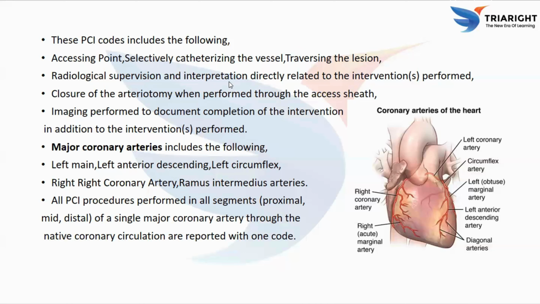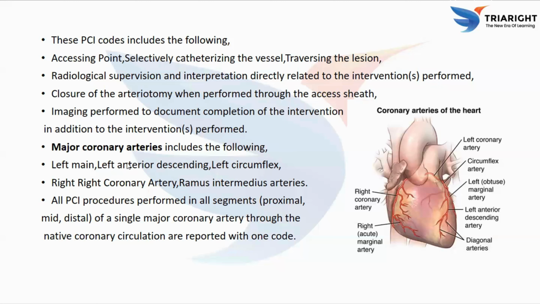Radiological supervision and interpretation. In these cases, the fluoroscopy used during PCI and the imaging to guide device placement are already included in the PCI codes. And the closure of the arteriotomy. Closure devices include Angio-Seal and Perclose, or manual compression is done via the access sheath. Never code these separately with PCI. And the last one is imaging to document completion: final angiographic images showing vessel patency and successful stent placement. These are included in the PCI code.